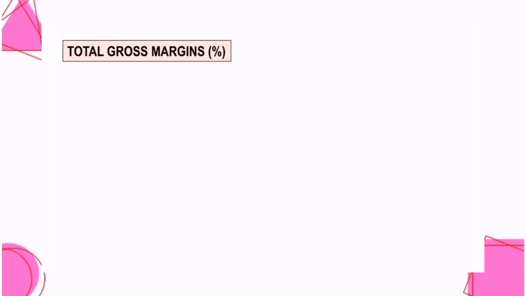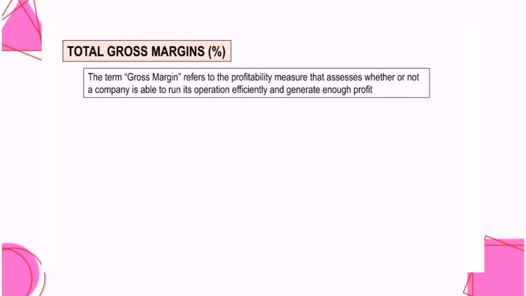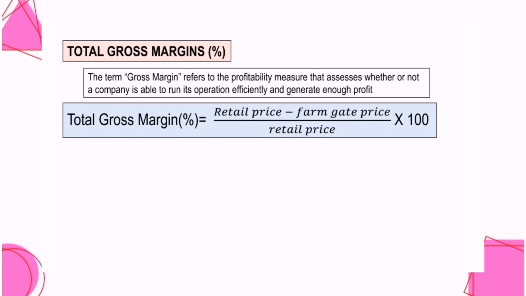Next is the total gross margin. So this refers to the profitability measure that assesses whether or not a company is able to run its operation efficiently and generate enough profit. So that is total gross margin. So to be able to get that, just simply follow the formula: total gross margin in percent is equals to retail price minus the farm gate price divided by retail price times 100.